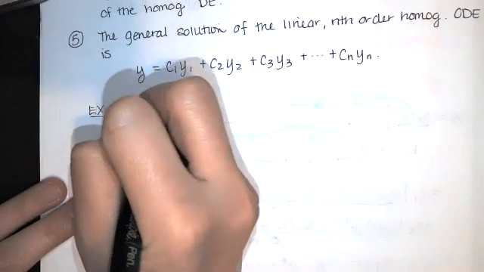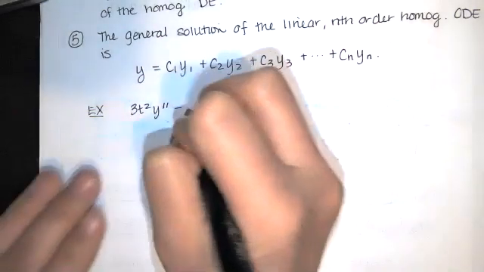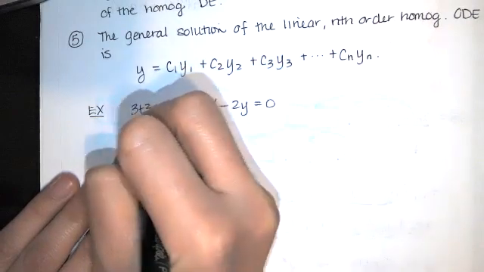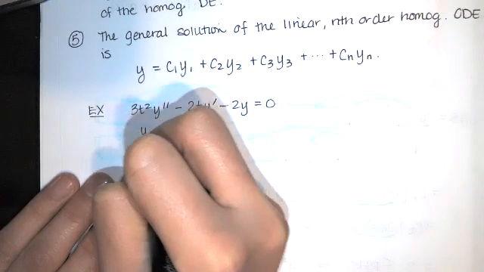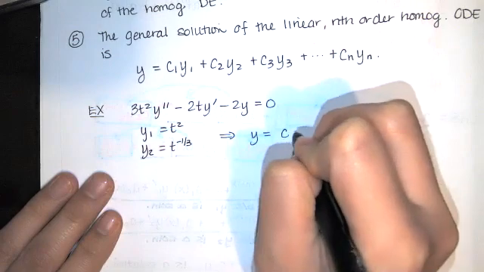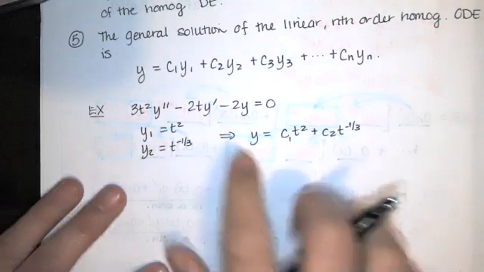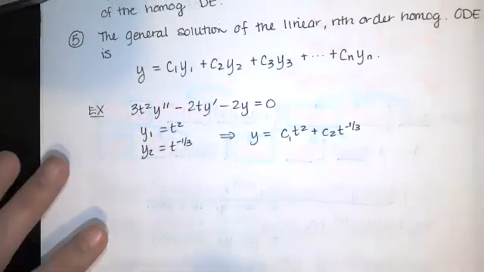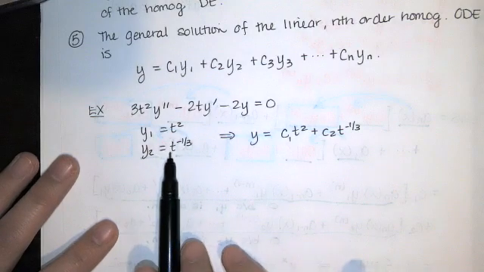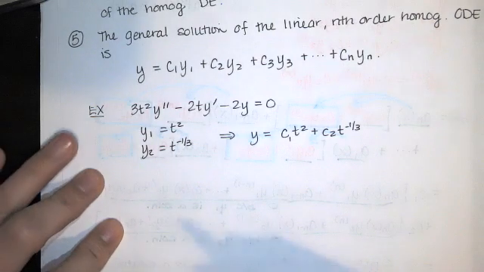So for example, when we looked at this differential equation, we said that y1 equals t squared is a solution and y2 equals t to the negative 1/3 is a solution. If we multiply those by constants and add them together, that gives us a family of solutions. It turns out these are linearly independent, and we're going to talk about that more in the next video. Since these are 2 linearly independent solutions to this differential equation, they form a fundamental set of solutions.